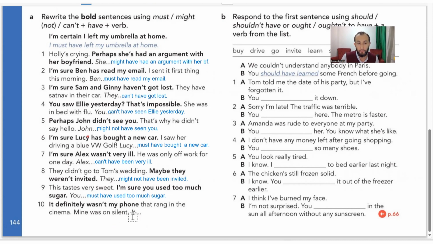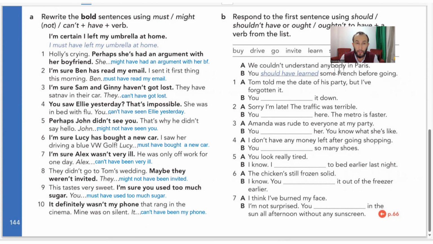Yes, Sadakat: it definitely wasn't my phone, mine was on silent. It can't have been my phone. As I said, you must have done is the positive. The negative of it, guys, is can't have. We don't say mustn't, guys. So it can't have been my phone, or it couldn't have been my phone. We can also say couldn't, but couldn't we use for long past, if I'm talking about one year ago, two years ago. But if it's yesterday or two days ago, it can't have been my phone is better.